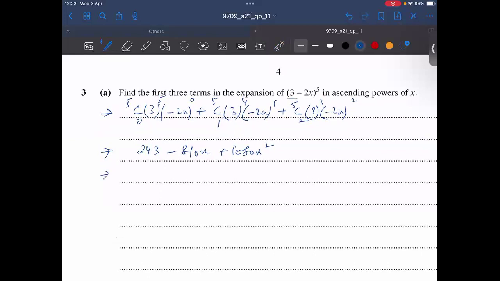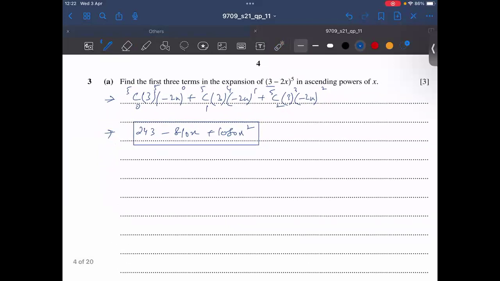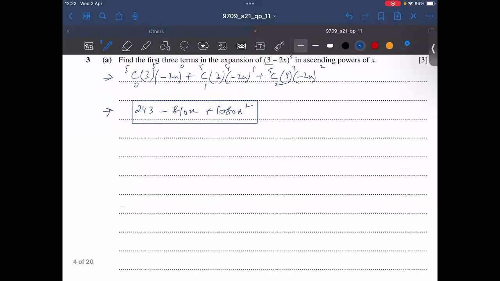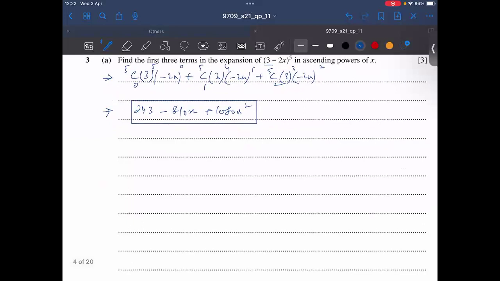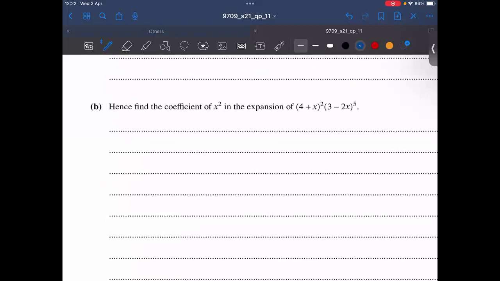All right, come on. Is that clear? We've got the three terms. Come on, is that clear till now? Part A. Yes, sir. Okay. Come on, what are they saying? Find the coefficient of x square in the expansion.